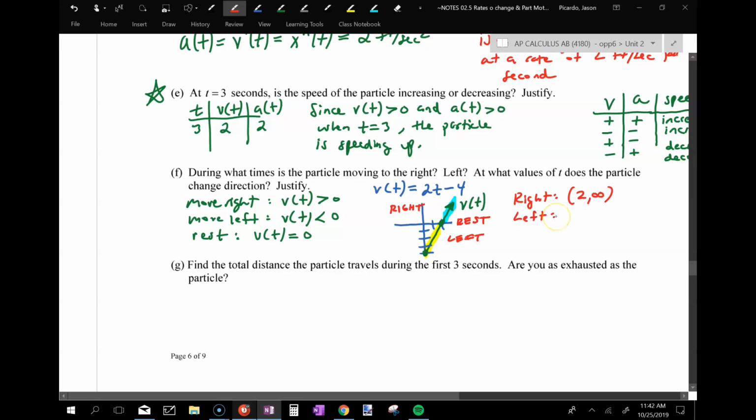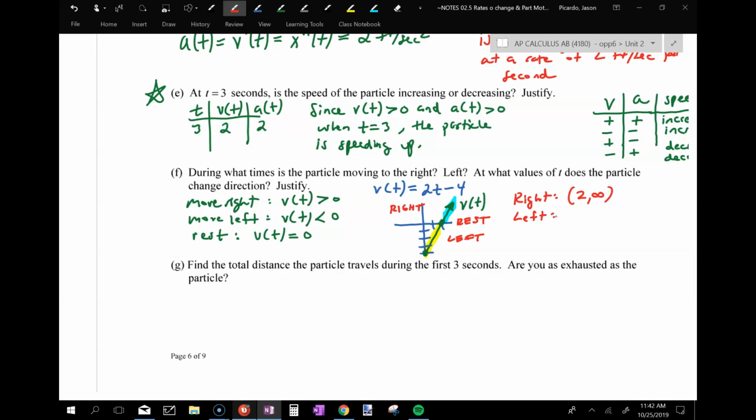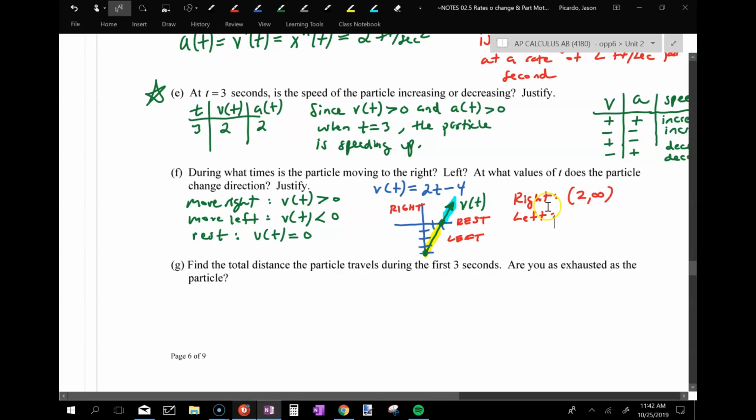I am moving left. Now notice, I want to be careful about the way I say this. Moving left is when velocity is negative, right? Was the velocity negative at the beginning, at the 0? It was, right? So I'm going to include that 0 and go to 2, right?